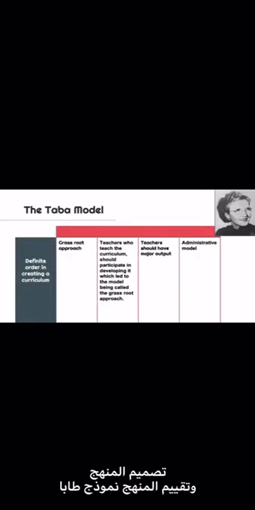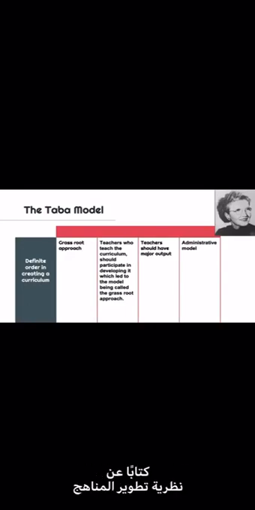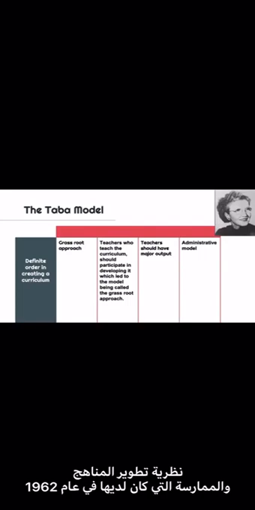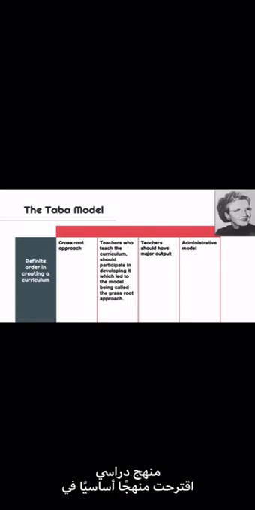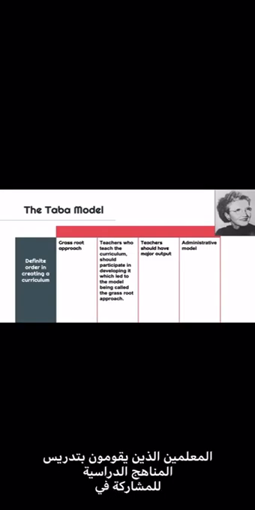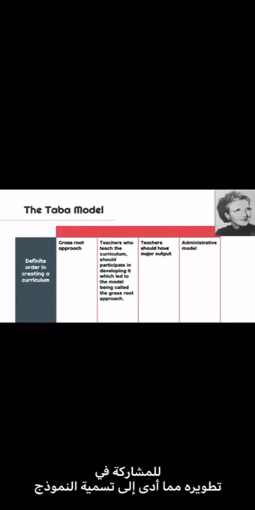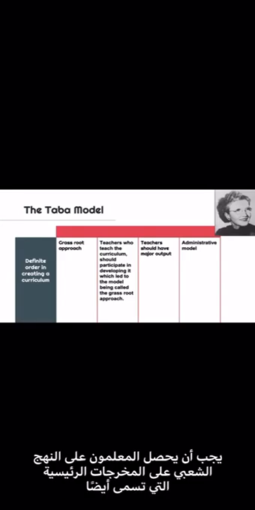The Taba model: she is Hilda Taba, who published a book, Curriculum Development: Theory and Practice, in 1962, in which she set a definite order in creating a curriculum. She proposed a grassroots approach wherein teachers who teach the curriculum should participate in developing it, which led to the model being called the grassroots approach. Teachers should have the major output, which is also called the administrative model.